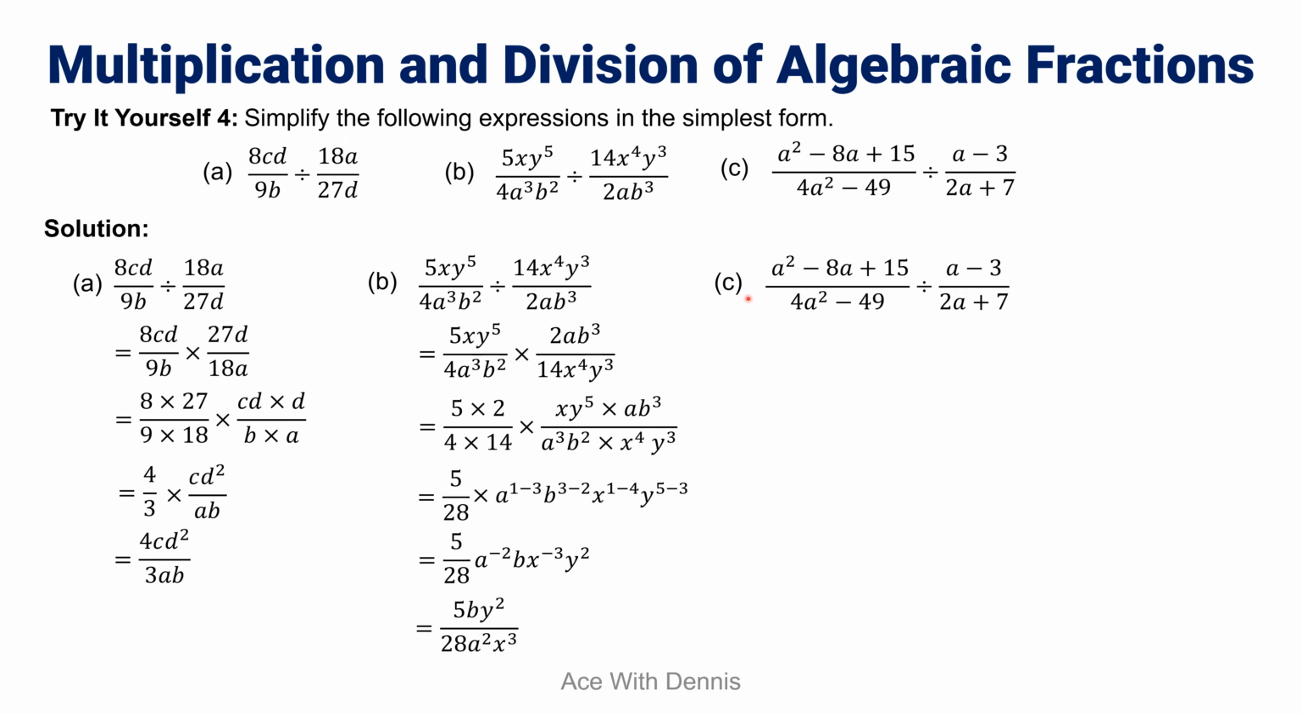Then move on to C. This is the expression given. We can factorize this whole thing, and this one. After that, we change this division to a multiplication sign, then change this to its reciprocal. So this is what we get. I hope you can get this answer. From here, we can see that we can cancel the a minus 3 with the a minus 3 here. Similarly, 2a plus 7 cancels with 2a plus 7 here. So the answer will be a minus 5 over 2a minus 7. So this is the answer for C.